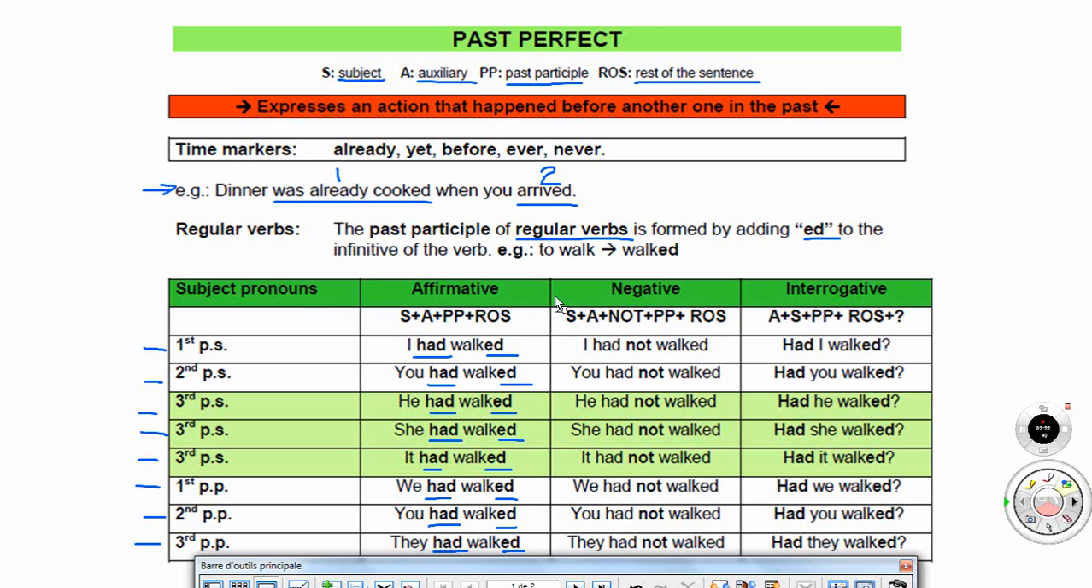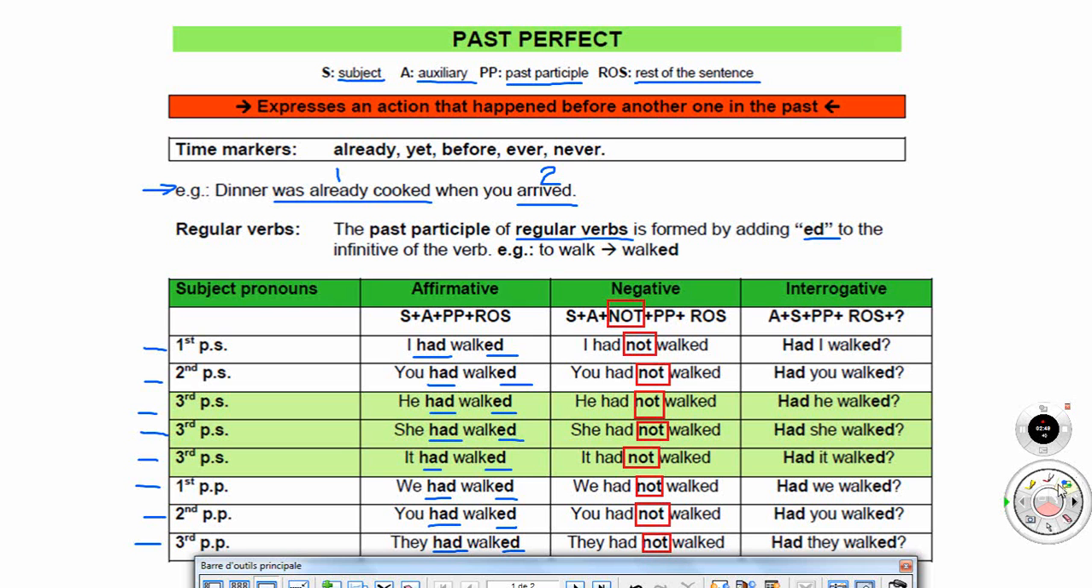For the negative, it's the same thing as the affirmative, except that we're going to add not. So, I had not walked, you had not walked, he had not walked, she had not walked, it had not walked, we had not walked, you had not walked, and they had not walked.